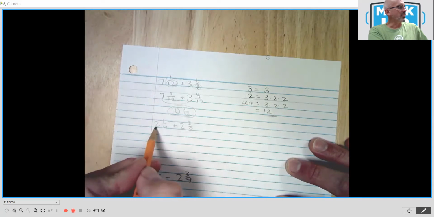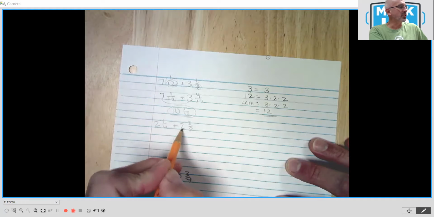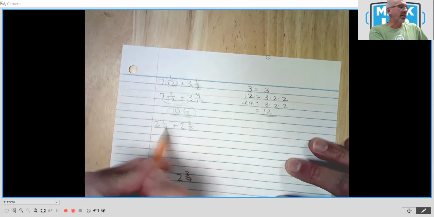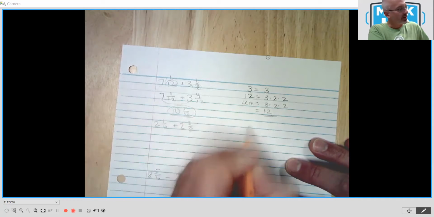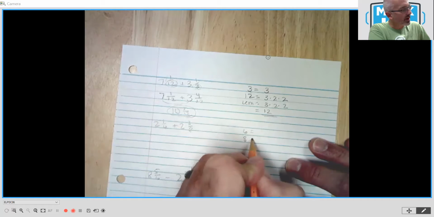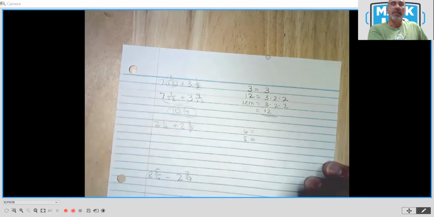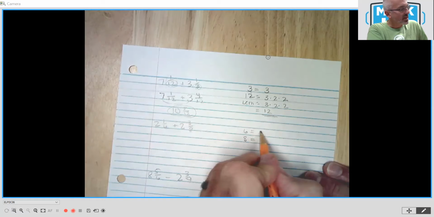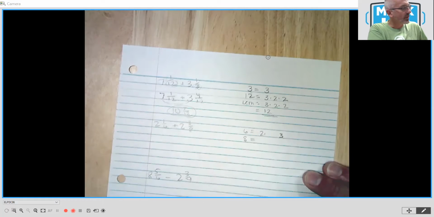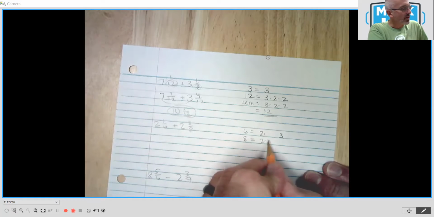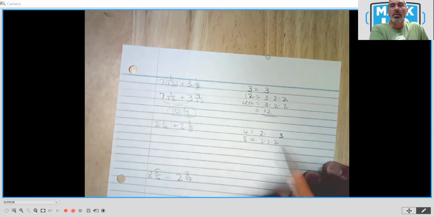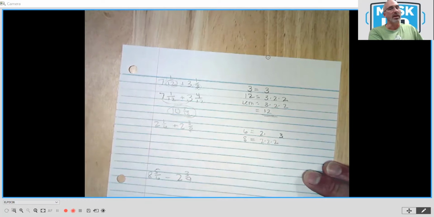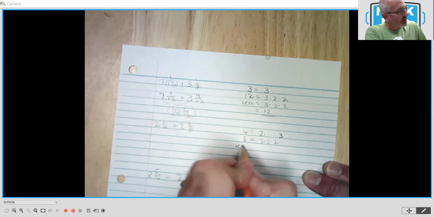Look at the next one now: 2 and 1/6 plus 2 and 3/8. Not like denominators, so we're going to find our least common denominator. We're going to do our prime factorization. So 6 is 2 times 3. 8 is 2 times 2 times 2. Remember, you can use that chart from a previous lesson that lists the common prime factorizations of numbers up to 50. I gave that to you to use. Please feel free.